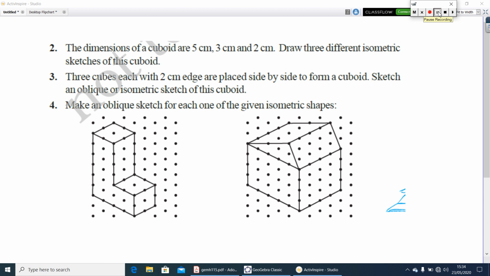And the fourth question is, make an oblique sketch of each one of the isometric shapes. Here isometric shapes are given. You have to draw an oblique sketch for these two figures.